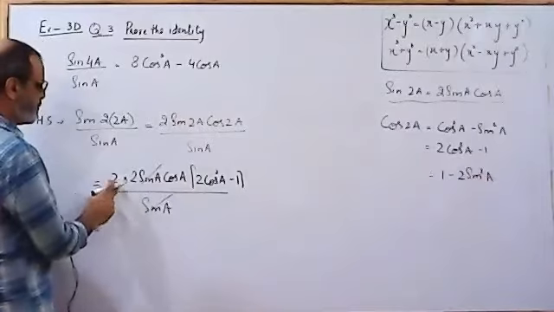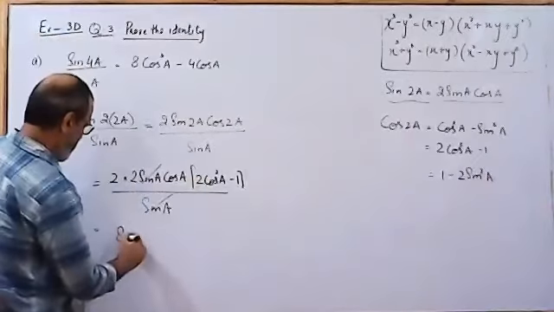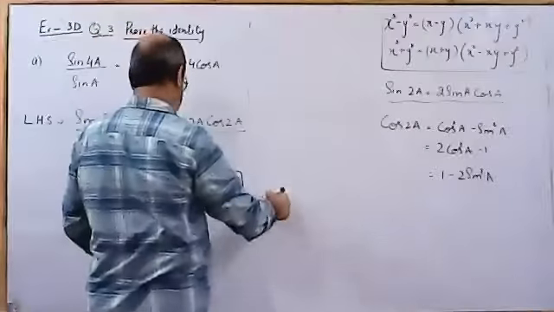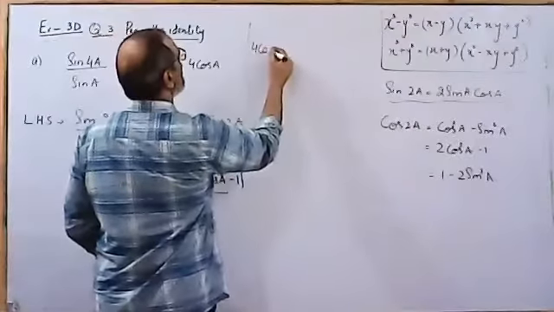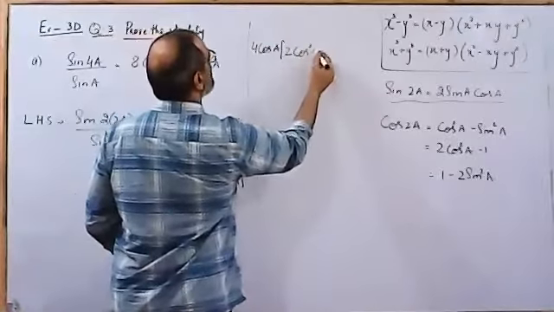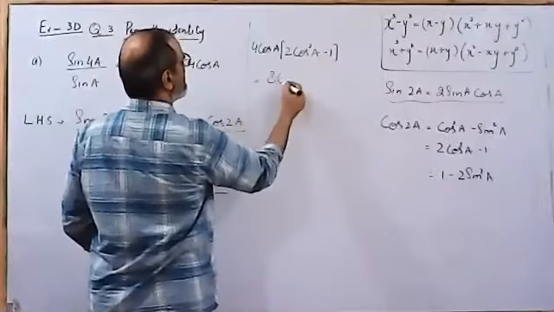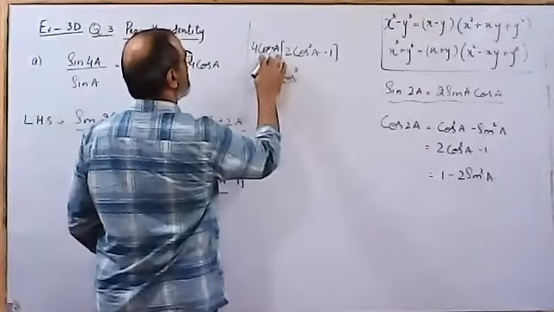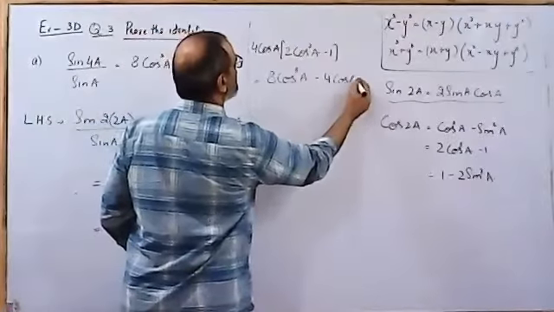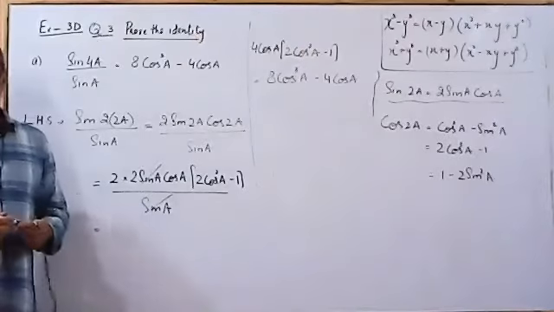We are left with 2 times 2, 4 cos a multiplied by 2 cos square a minus 1. It becomes 8. Let me write one more step for you: 4 cos a into 2 cos square a minus 1. If I multiply these two terms, I'll get 8 cos cube a minus 4 cos a. That is the right hand side.